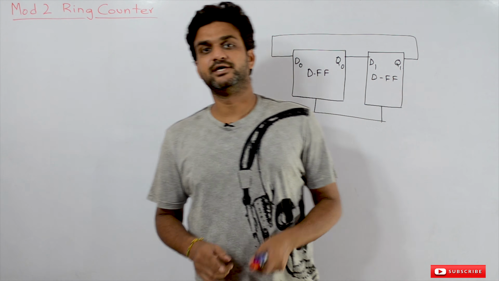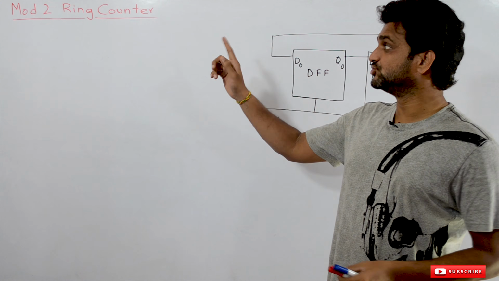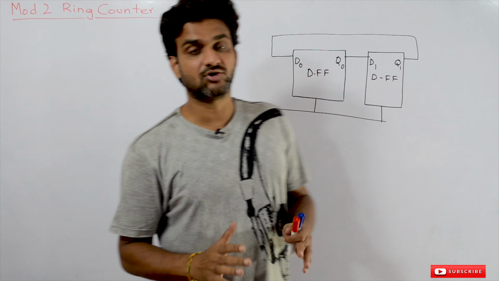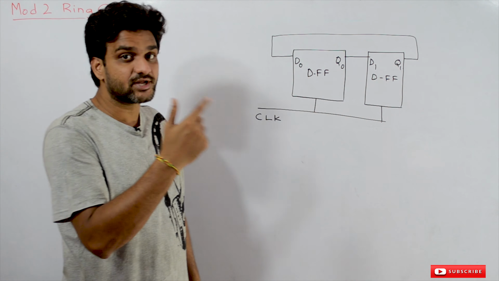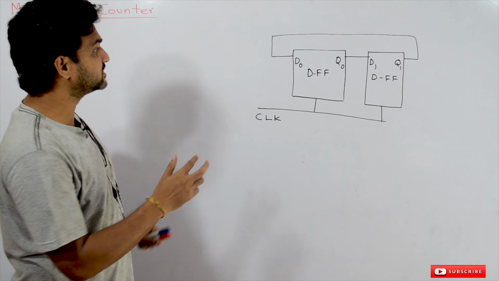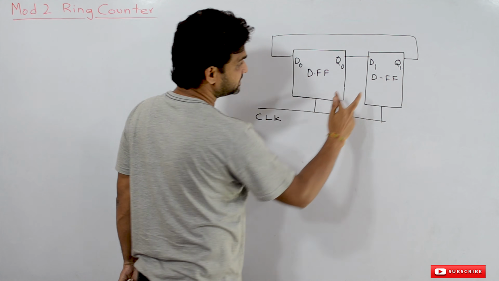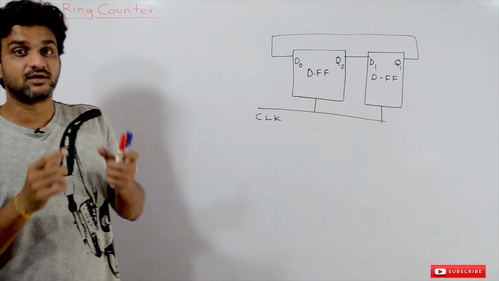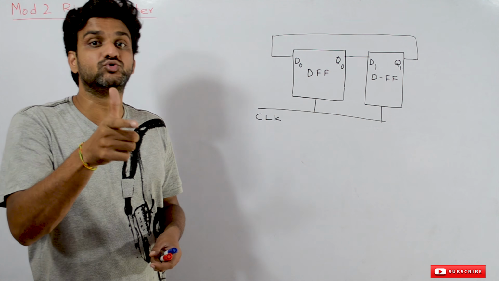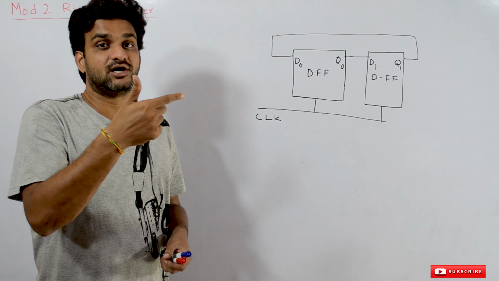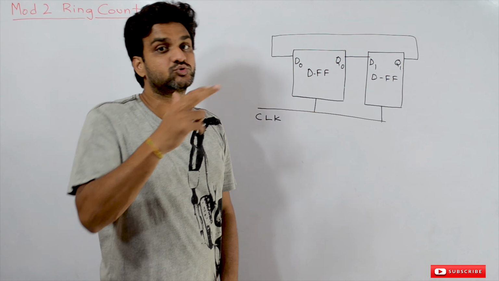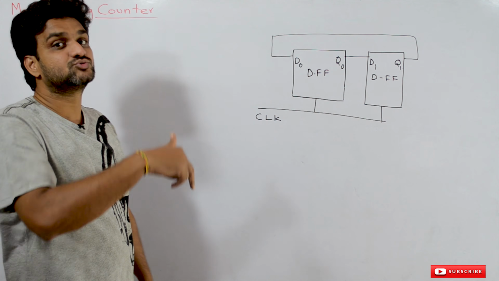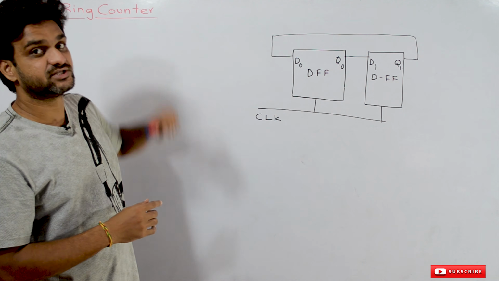I am Vikram. In this class, we will try to understand mod 2 counter. So, mod 2 counter means this is mod 2 ring counter. So, what is mod 2 ring counter? This is a counter used with two flip-flops and it is capable of counting two states. So, this entire ring counter is capable of counting two states. What those two states are, we will try to understand by using the state diagram.